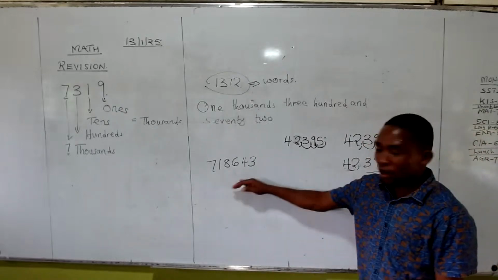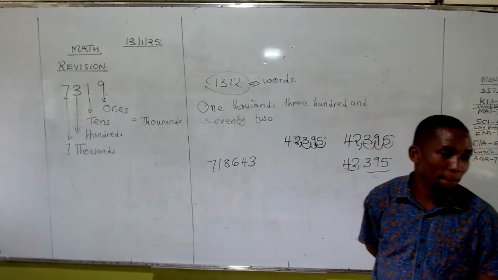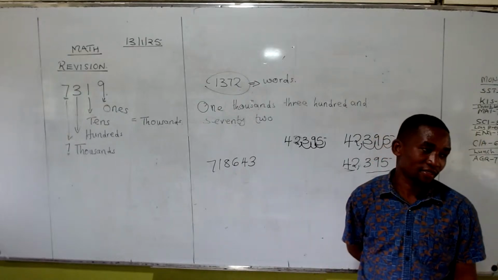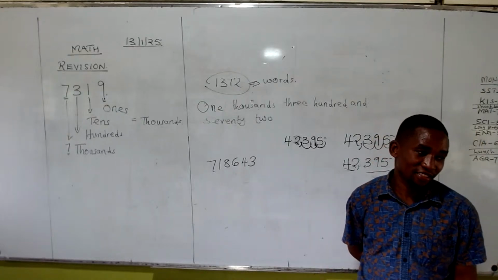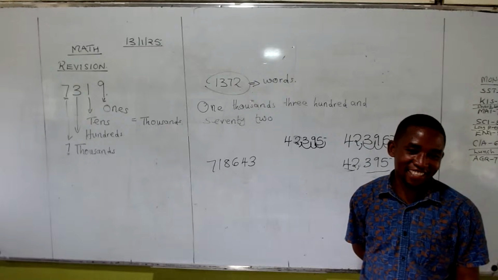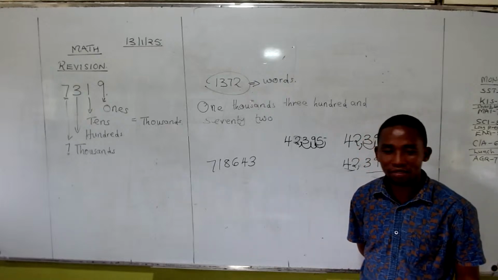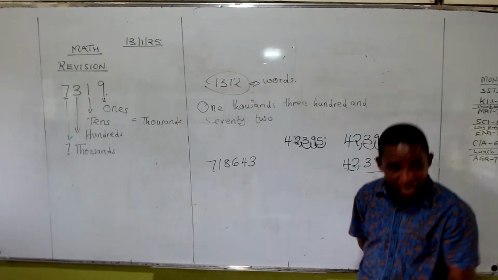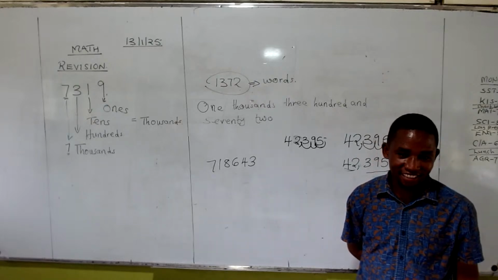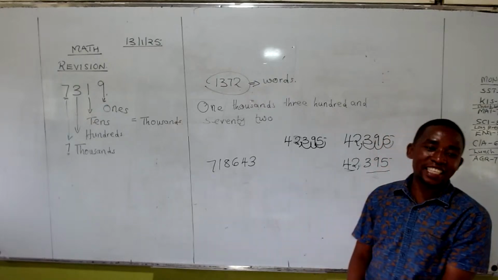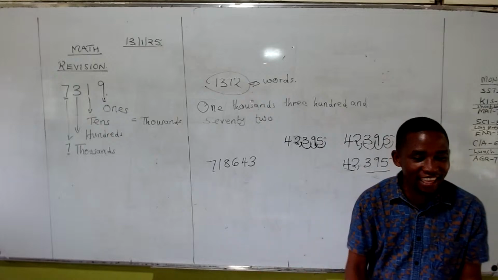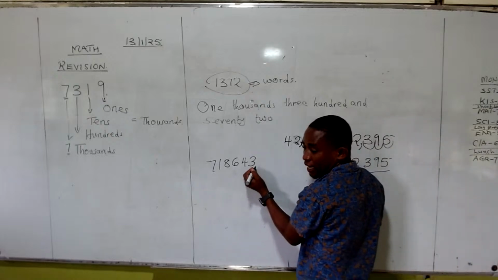Grade 5. Who will read this number? Queen. 718,000. Give her a clap. What has changed is the value only. There's nothing else.